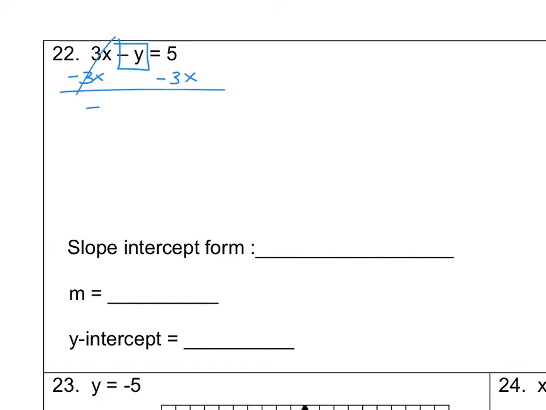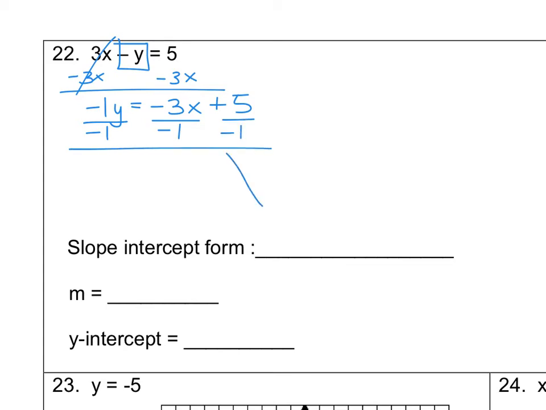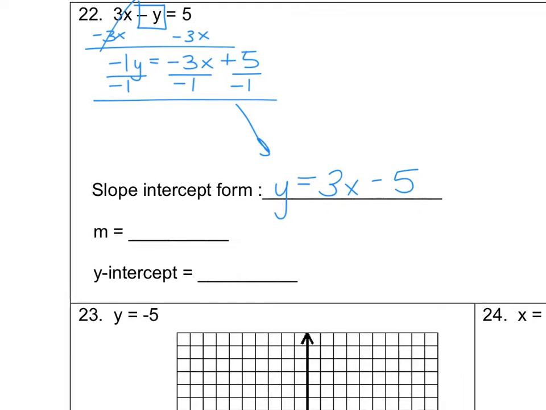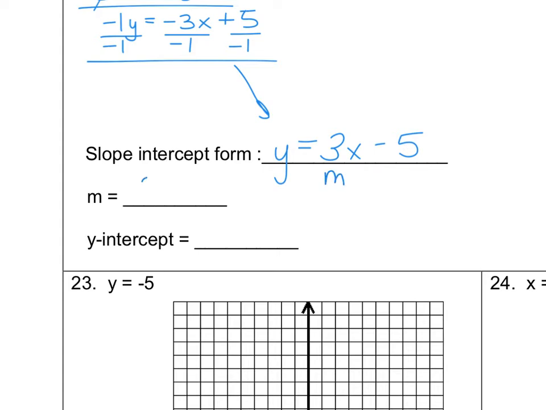Cancels, I'm left with negative y, which is a negative 1y, equals negative 3x plus 5, since it's a positive 5. I again want y completely by itself, so I've got to get rid of that negative 1 by dividing everything by negative 1. When I do that, I get y equals, negative by negative is a positive, so positive 3x, and then positive by negative would be a negative 5. So that gives me my slope of 3 and my y-intercept as (0, negative 5).